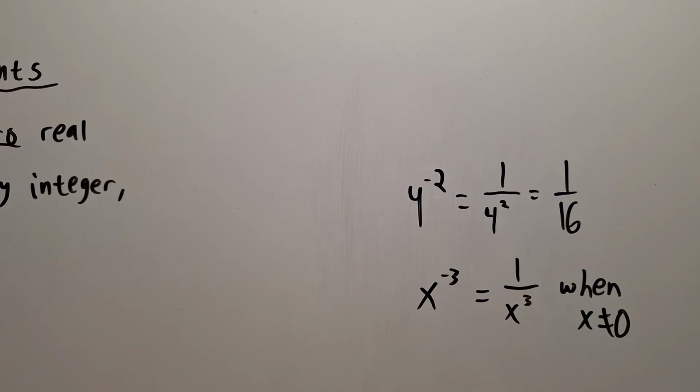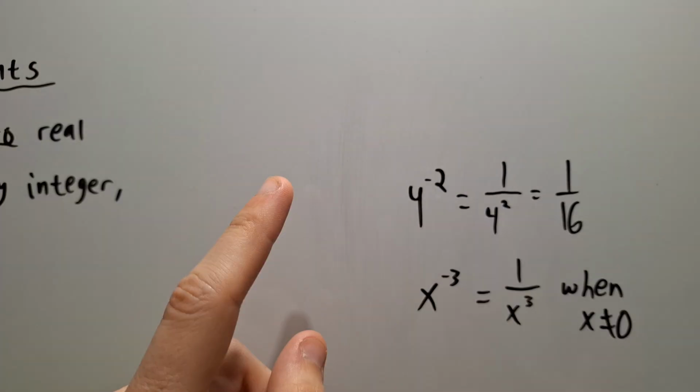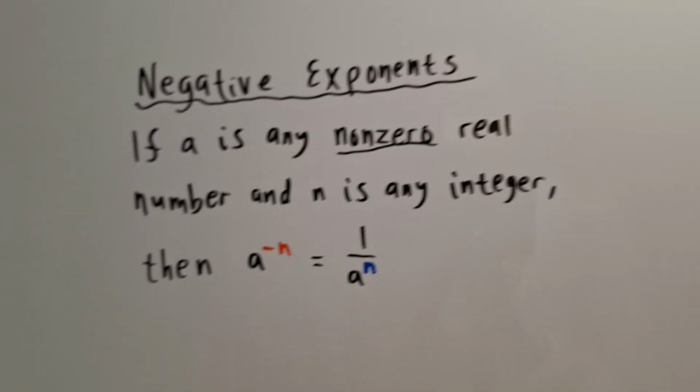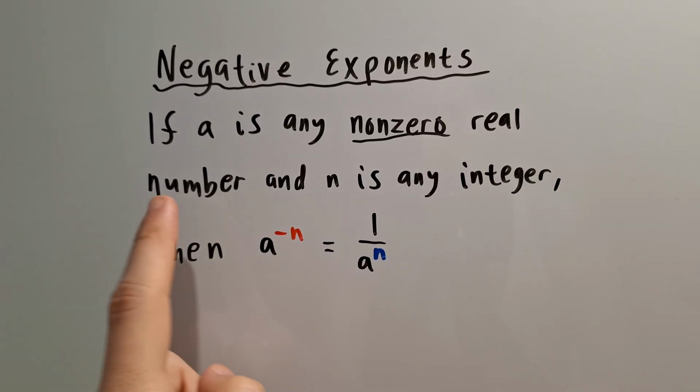So one thing to note about negative exponents. A negative exponent does not indicate a negative number. Negative exponents lead to reciprocals, which is what all the examples we worked out earlier are saying. Remember, negative exponents lead to reciprocals. And then here's the rule one more time.